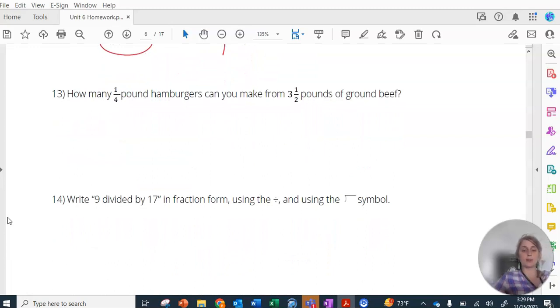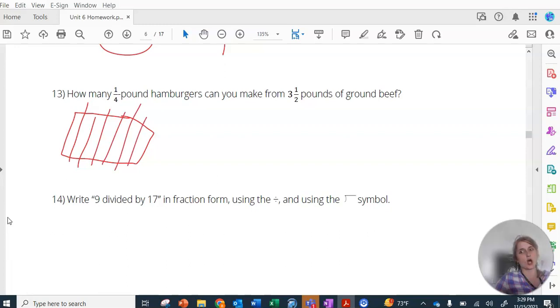How many 1/4 pound hamburgers can you make from 3.5 pounds of ground beef? So you've got all this ground beef, and you're cutting it into 1/4 sized pieces. That sounds like a division problem. Start with what you have. Get ready for dismissal. Divide it into the size that you need.